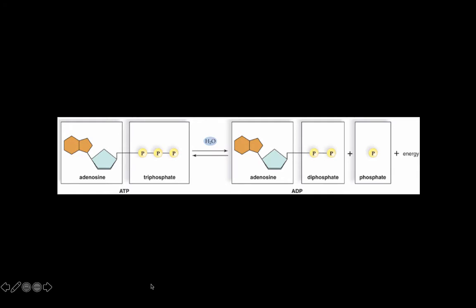The ADP is then in turn recharged at the mitochondria back to ATP. This is a never-ending cycle of discharge and recharge of this molecule to fuel the body's metabolism.